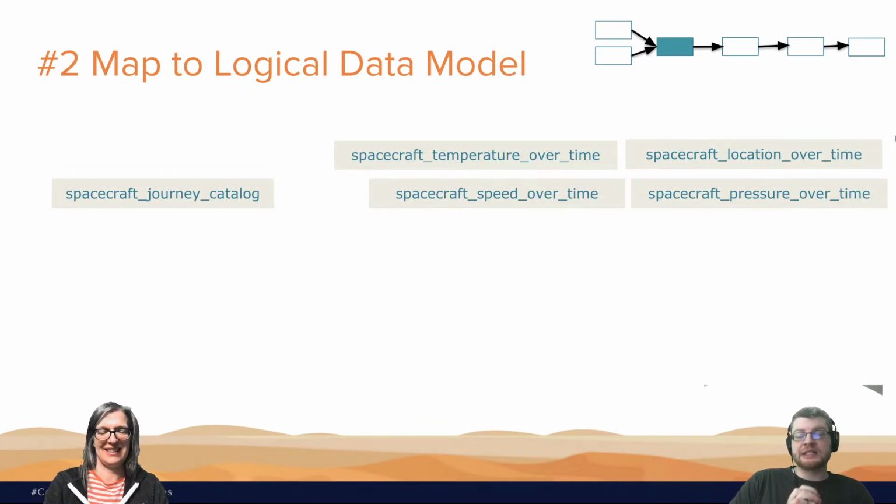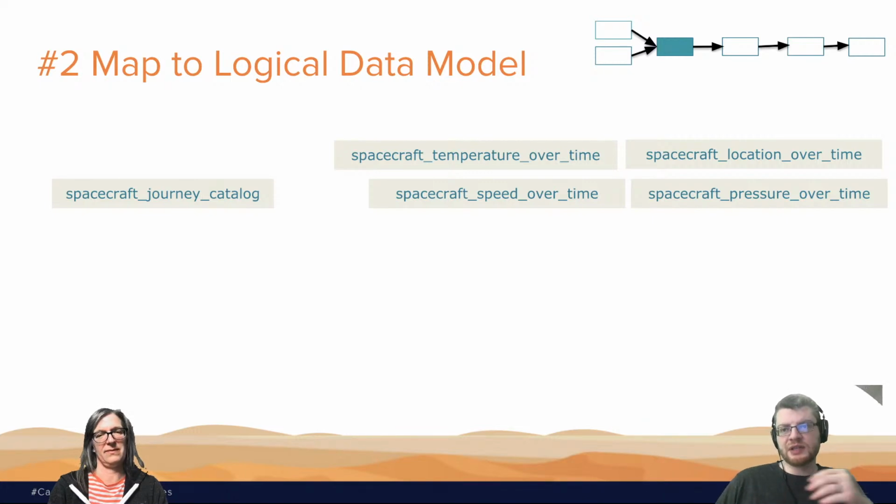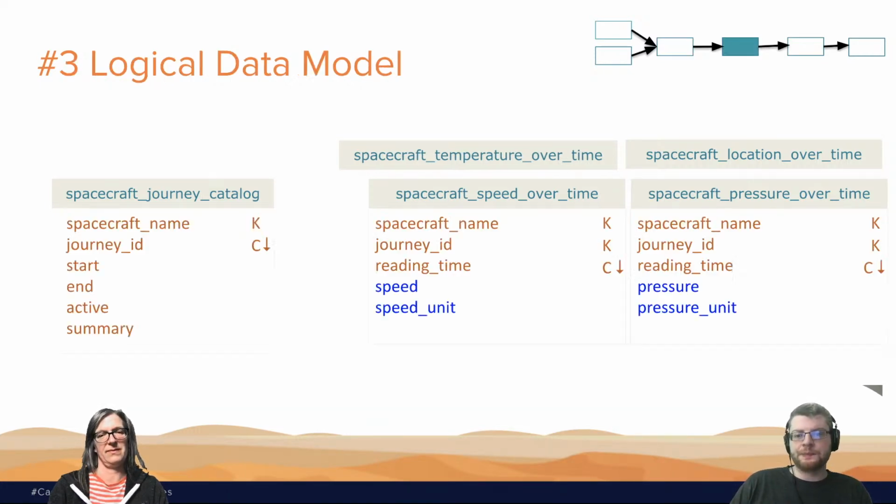So what does this mean? This means we're going to need a lot of different tables. We're going to need a spacecraft journey catalog, that's going to be where we're storing all of our journeys. If we want to look up something based on a journey, we're going to need to look there. We're also going to need one individual table for each of our sensors. So we've got spacecraft temperature over time, speed over time, location over time, and pressure over time. Each of those corresponds to a particular sensor type.